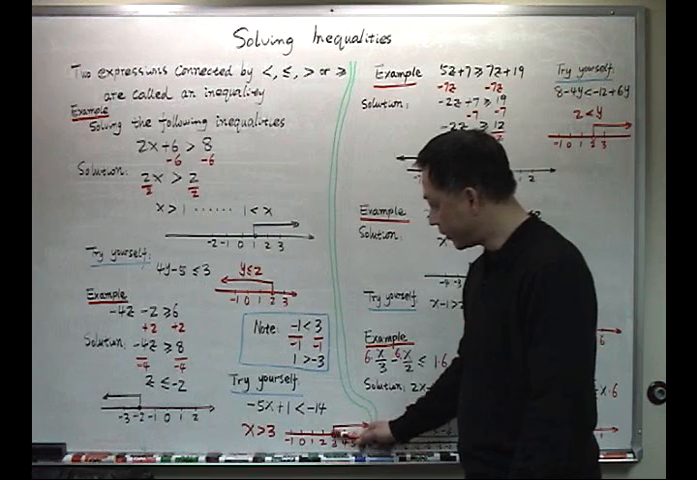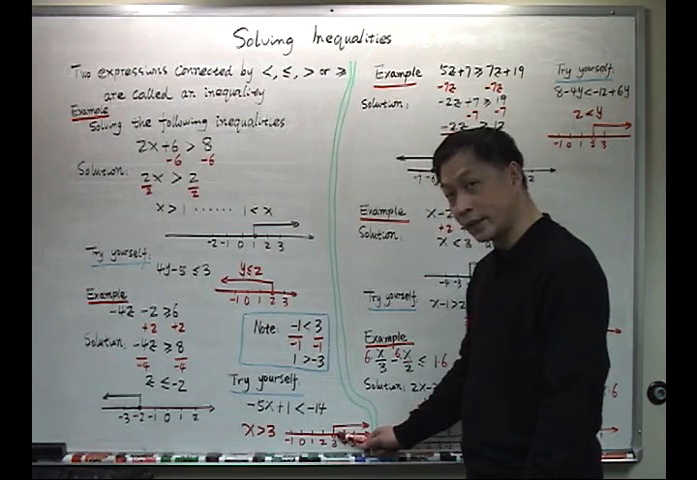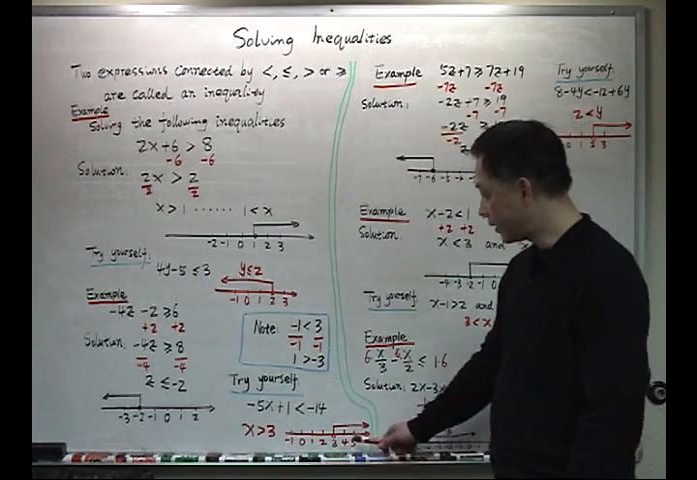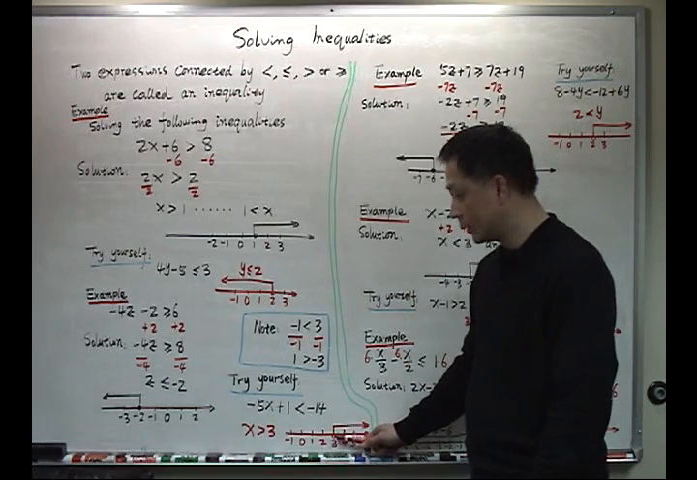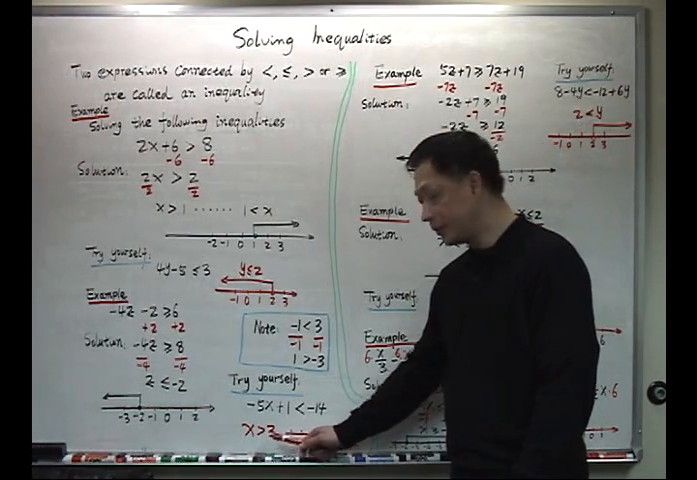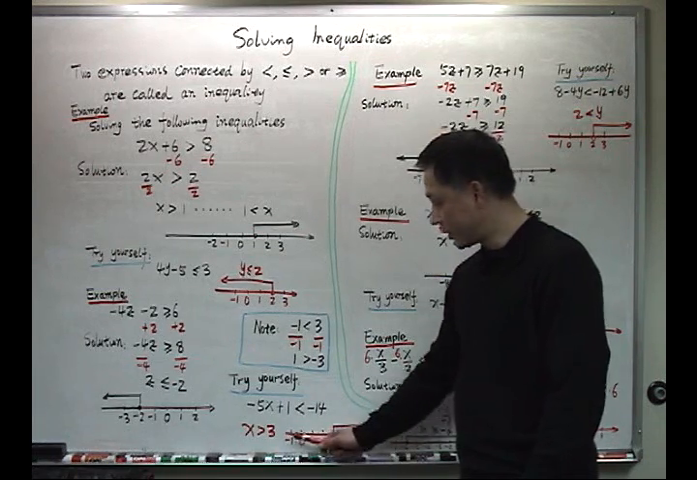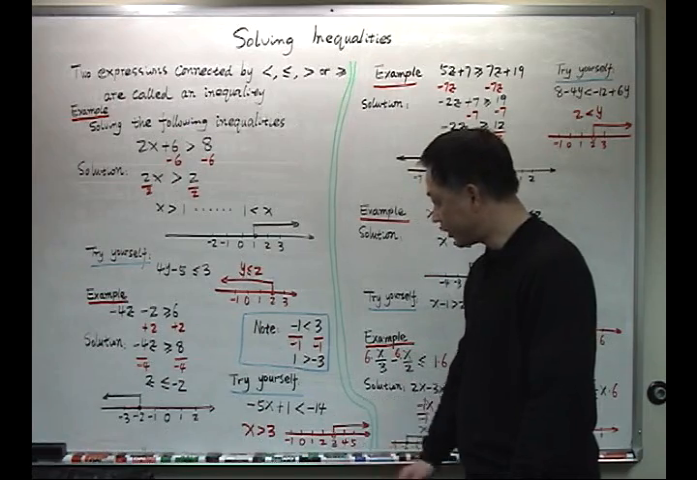You locate 3, and all the numbers on the right are greater than 3. Okay, so that's all the numbers on the right-hand side of 3. 3 is not included, because there is no equal sign here, so that's an empty circle.